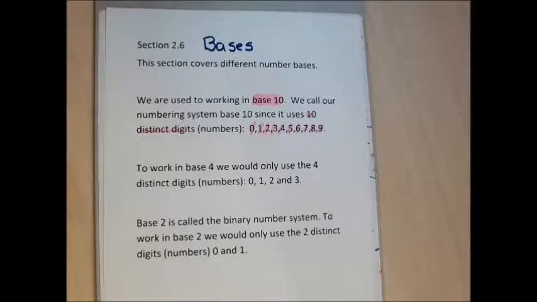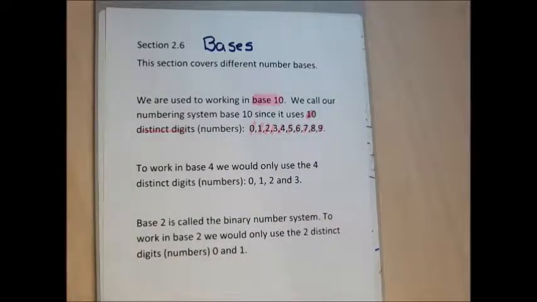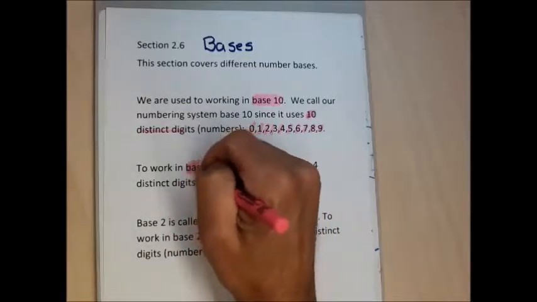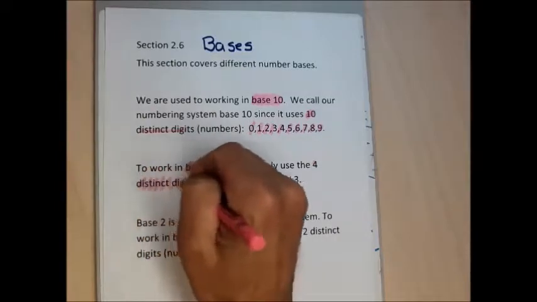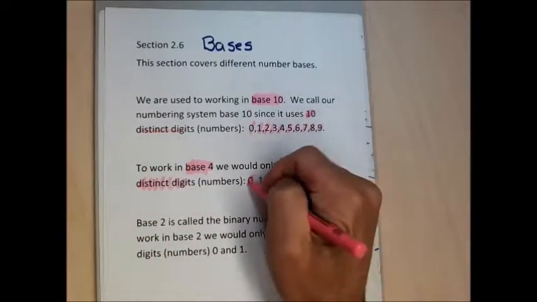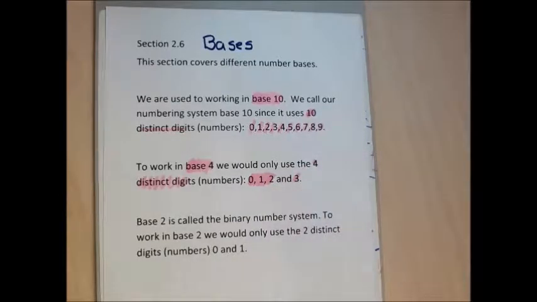If I had a reason to use a different base, I'd have to have fewer or more digits depending on what the base is. If I had to work in base 4, then I should only have 4 digits that I'm allowed to use to create every single number. And those probably would be the numbers 0, 1, 2, and 3. Four distinct numbers. From those numbers, I'm going to create every number.